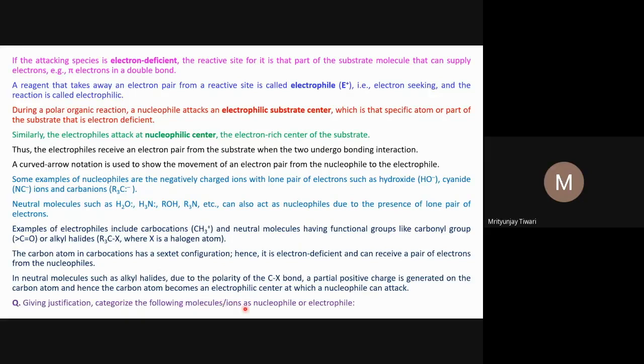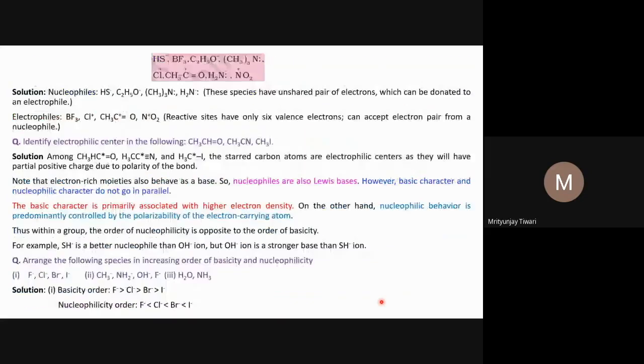Categorize the following molecules and ions as nucleophiles or electrophiles. The first example is HS minus. This is a species having a negative charge, an electron rich species, so it will be a nucleophile. Let us first write nucleophile and electrophile, and we will go through each species and see whether it is electron deficient or electron rich, and based on that we will categorize them as nucleophiles or electrophiles. So HS minus is an electron rich species, it has a negative charge, so it is a nucleophile.